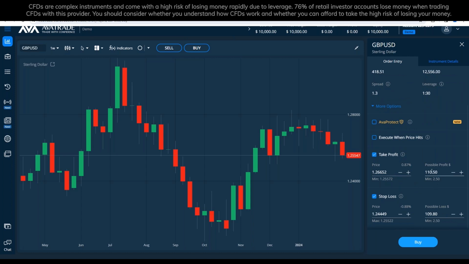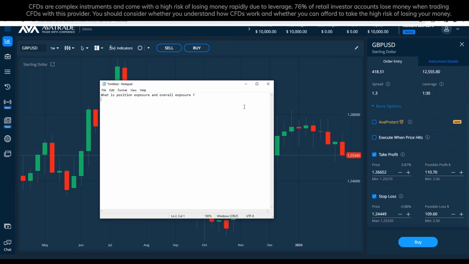Okay, now let's recap just the question. I don't want to drift. What is the position exposure and overall exposure? Okay, so position exposure. That means balance minus loss equals exposure. Example, $10,000 minus $1,000 equals 10% exposure. What is the difference between this and overall exposure?